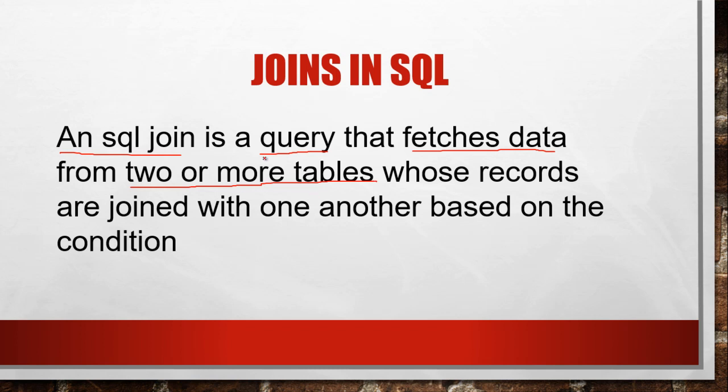So an SQL join is a query that fetches data from two or more tables whose records are joined with one another based on conditions. Basically, the data of both tables are joined together on the basis of a specific condition given by the user. Let me show you an example of a join, and we will run some queries based on the joining function.